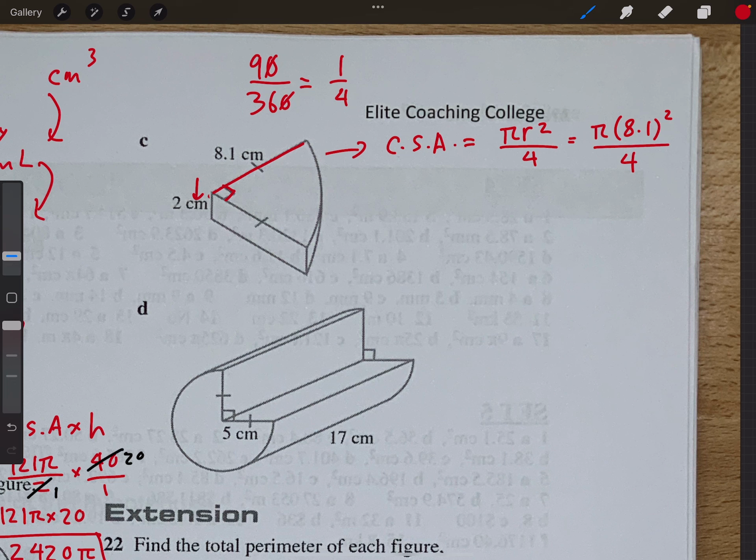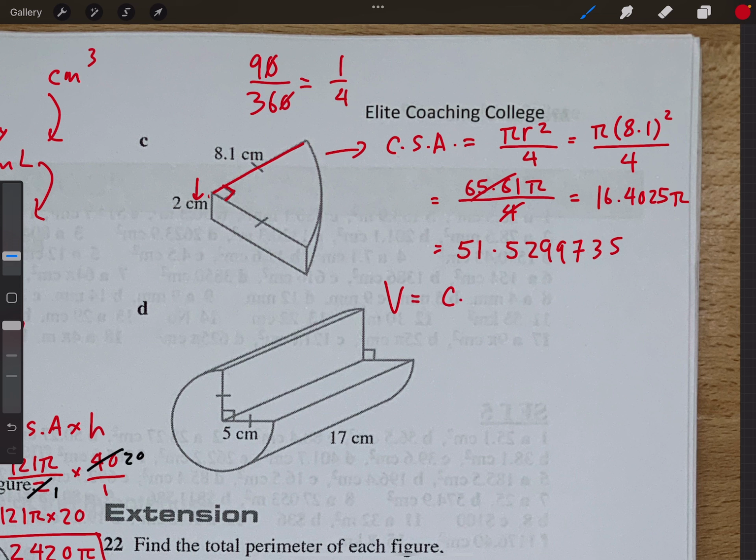Let me just do that real quick. So that's going to equal 65.61 times pi divided by 4. If we divide this by 4, we're going to get 16.4025 times pi. And we're going to multiply that by pi, and you're going to get 51.5299735, and so on. And then what we're going to do is multiply to find the volume.